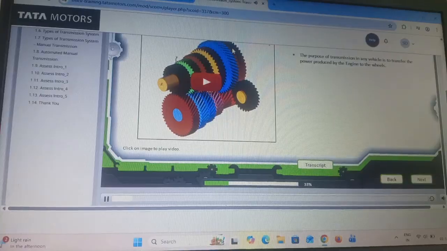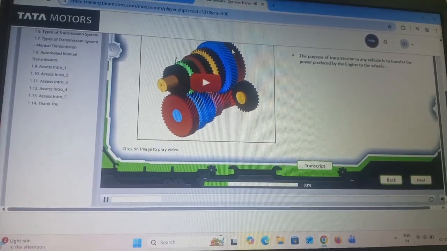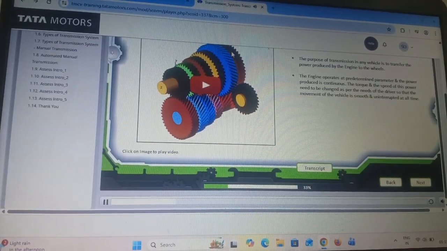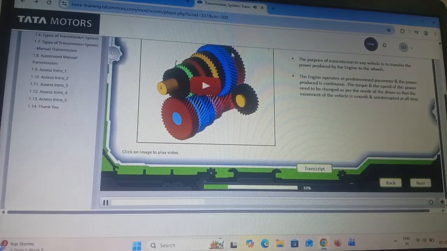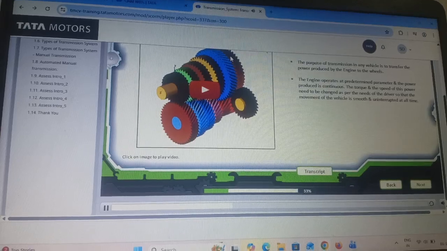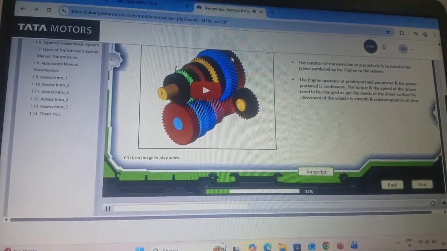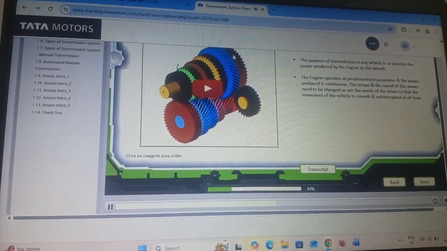The purpose of transmission in any vehicle is to transfer the power produced by the engine to the wheels. The engine operates at predetermined parameters, and the power produced is continuous. The torque and the speed of this power need to be changed as per the needs of the driver, so that the movement of the vehicle is smooth and uninterrupted at all times.